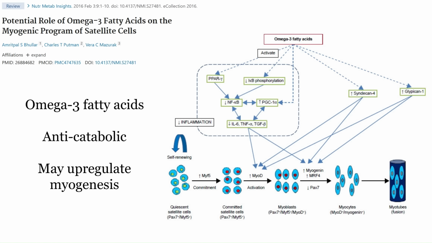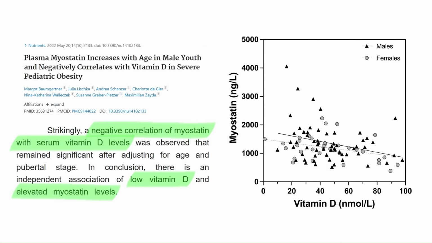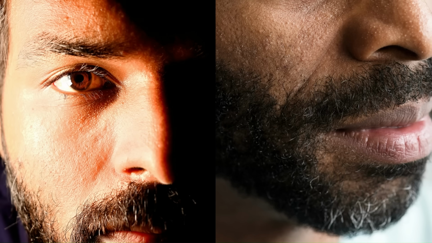Omega-3s, there is very limited data to suggest that it affects myostatin, but omega-3s do create a more anti-catabolic state, and it might upregulate some of the pathways that myostatin would normally suppress. Vitamin D could potentially help to lower myostatin, especially when it's combined with exercise, and it is negatively correlated with myostatin. So if you have more vitamin D in your blood, you're going to have lower myostatin. For healthy people, you just want to make sure that you're not deficient in vitamin D, which is actually pretty common, especially if you have dark skin and you're living in more northern latitudes.